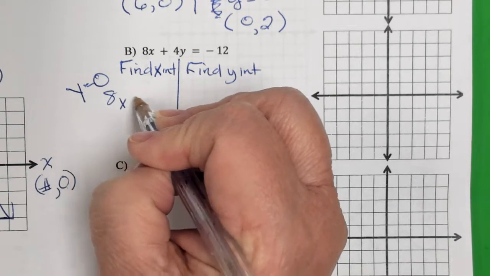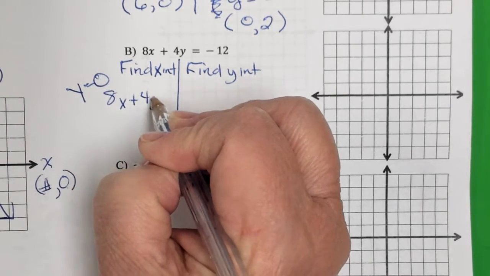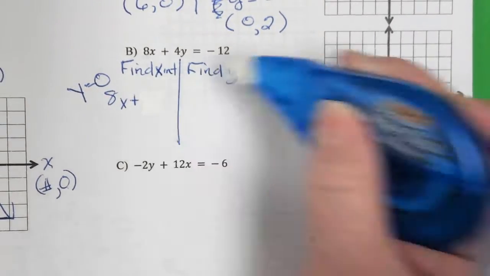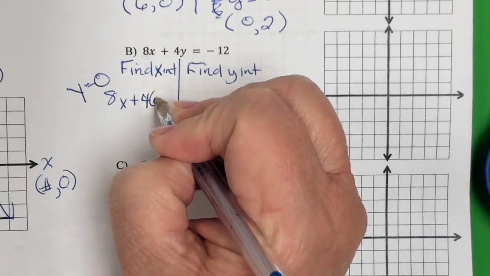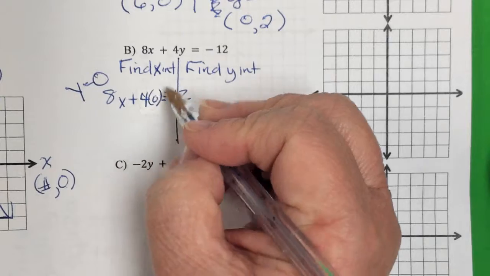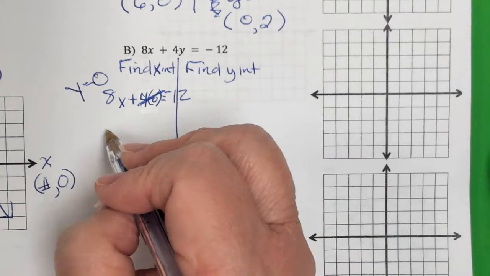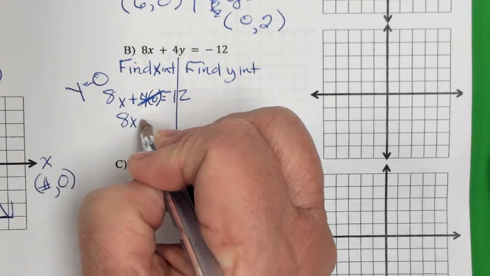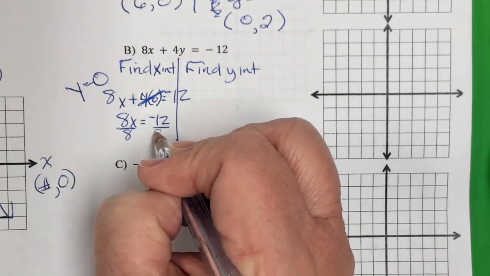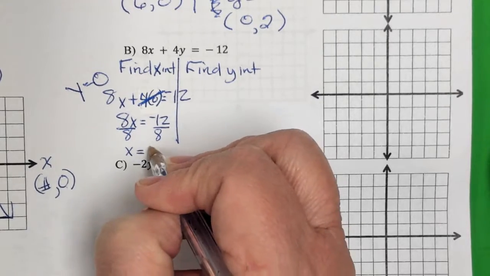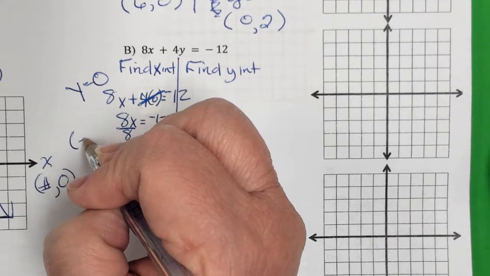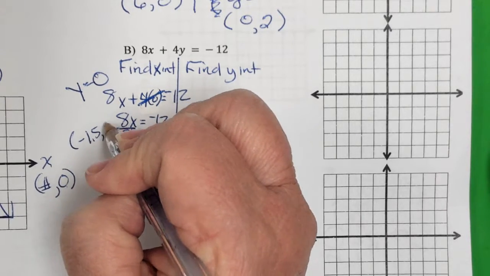8x plus 4 times 0 equals negative 12. 4 times 0 is 0. That leaves us 8x equals negative 12. We're going to divide both sides by 8, and x equals negative 1.5. So the ordered pair is negative 1.5, 0.